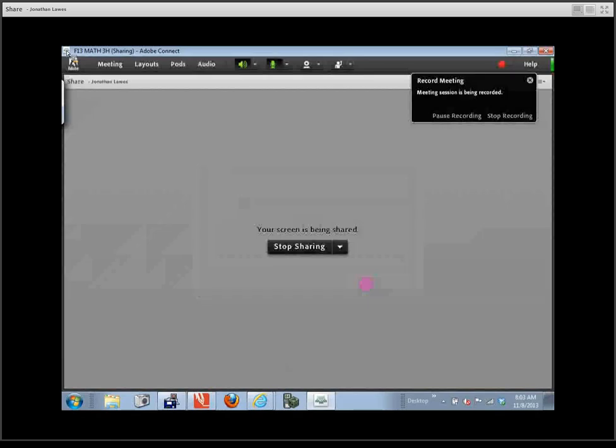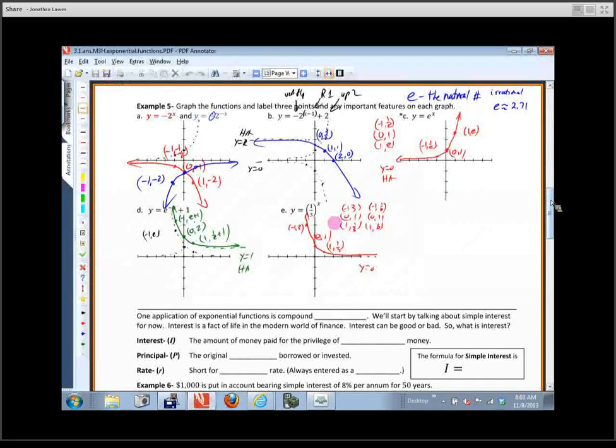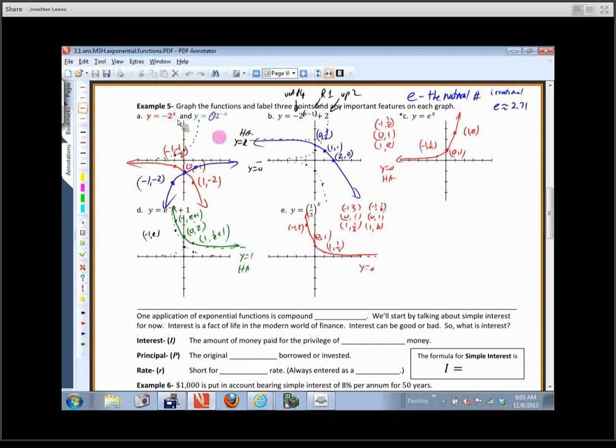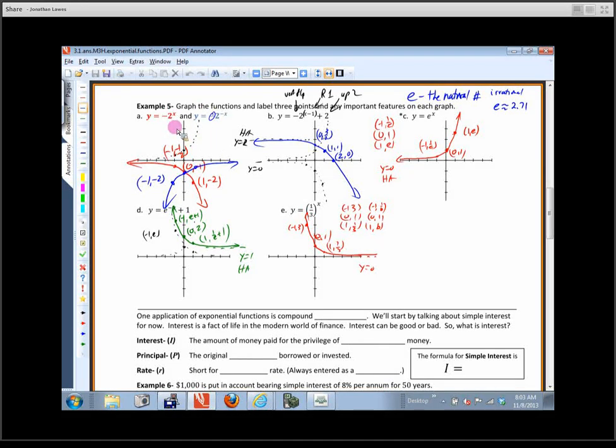Here's where we left off yesterday. We left off by graphing. Here are some exponentials. This one's exponential base 2 with some horizontal and vertical flips going on. This one right here is exponential base 2. It's been vertically flipped and then it's been moved to the right one and up 2.